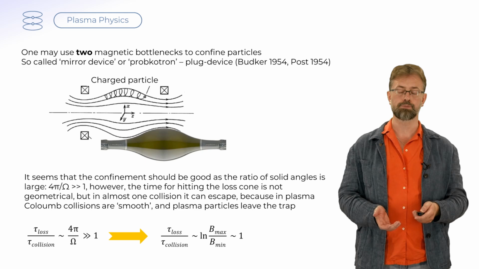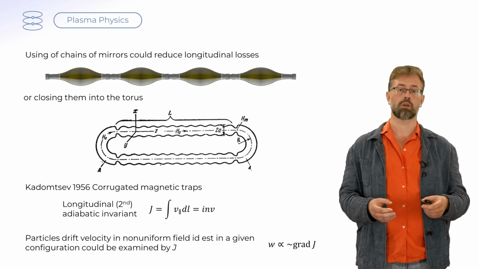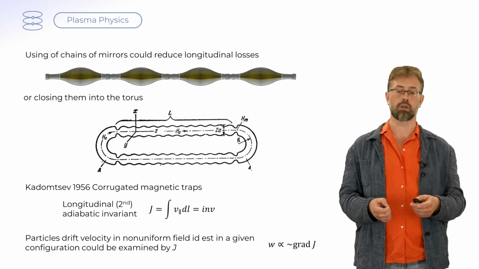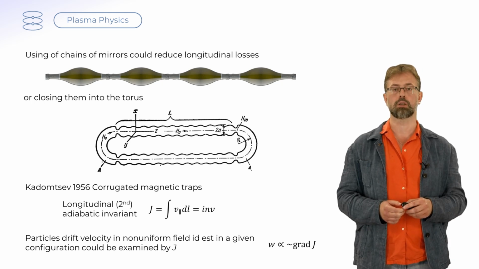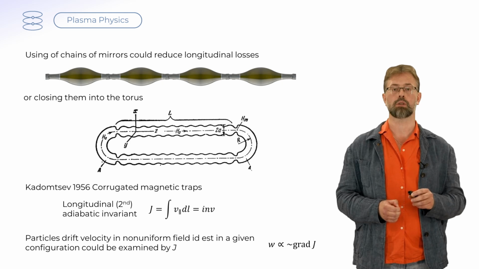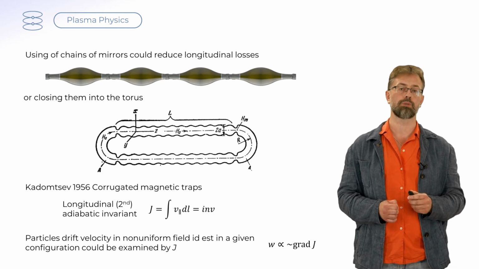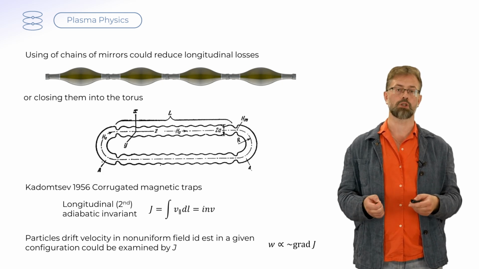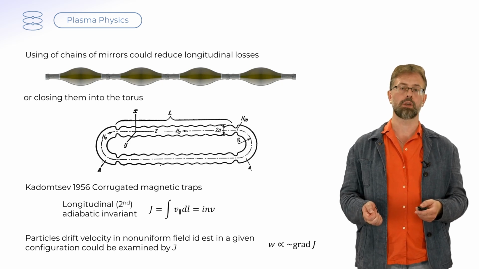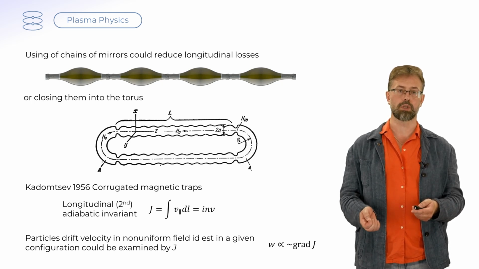So what do we have to do? We can use chains of bottlenecks, chains of mirror devices, or we can combine them into a torus. So we can get closed corrugated traps. Another adiabatic invariant, namely the longitudinal adiabatic invariant, is the integral over the longitudinal velocity between two mirrors. And it helps to examine the drifts of charged particles in a non-uniform field. In particular, one can say that the drift velocity, which is the average motion in a non-uniform field, is a gradient of the second, longitudinal adiabatic invariant.